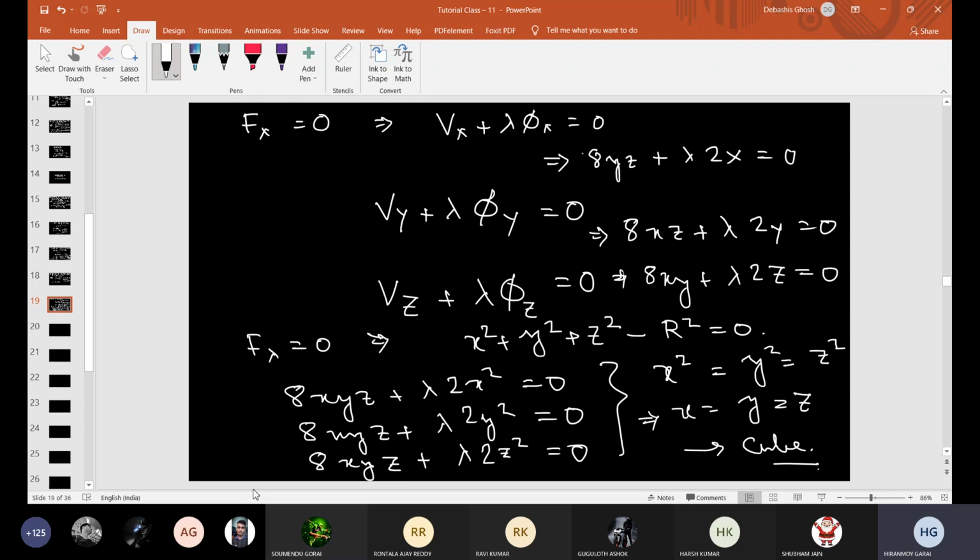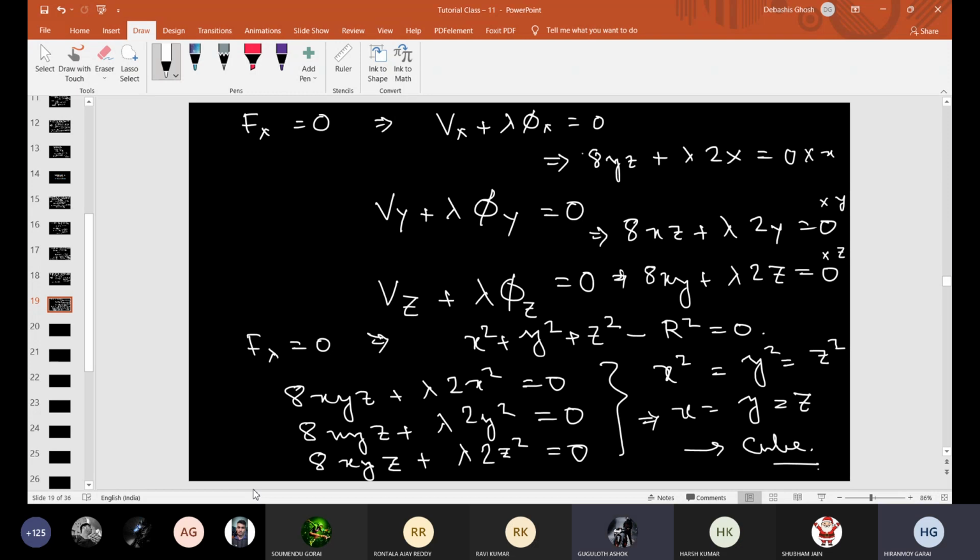Sir, how does the 8xyz plus lambda 2x square come? From this equation, if you multiply this by x on both sides. You just multiply this equation by your x, y, z, and this equation by z.